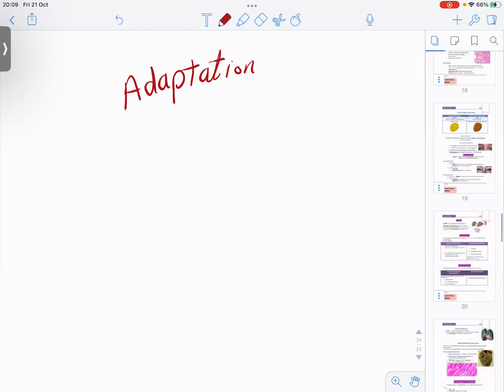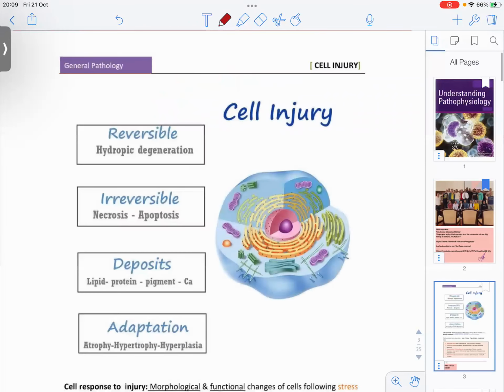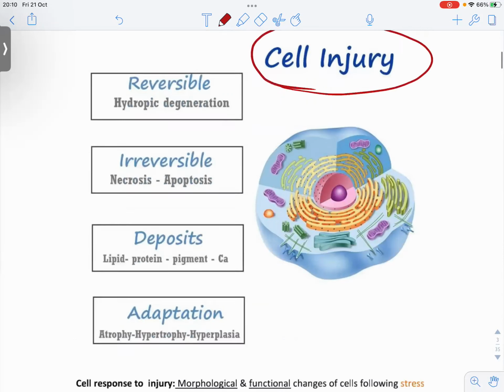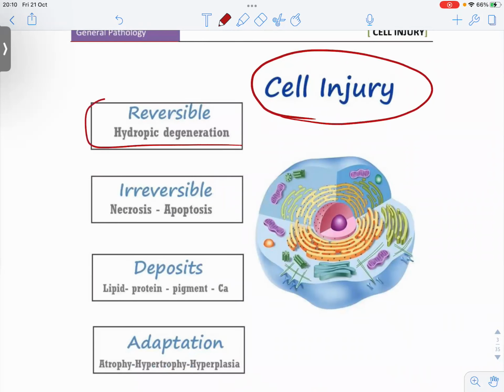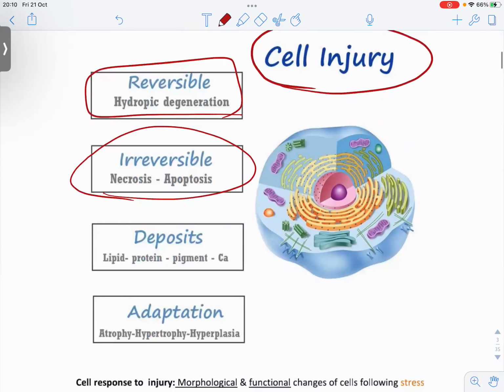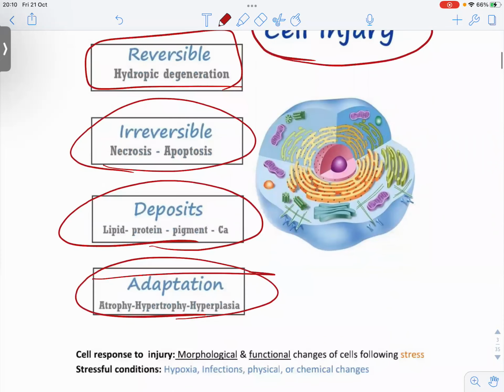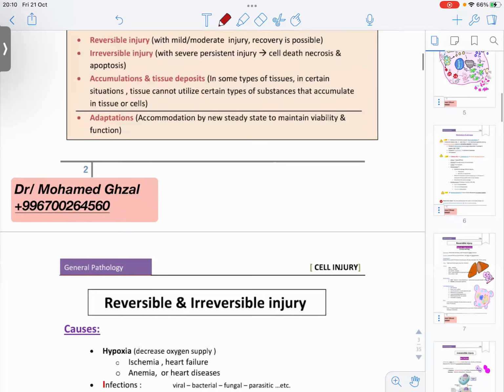So today we will talk about a very important topic. It's called adaptation. And this PDF includes cell injury, and in cell injury we have a lot of topics. We have reversible cell injury, and we have something called irreversible cell injury, and deposits and adaptation. I like to start with adaptation. So today we will talk about a very, very important topic.